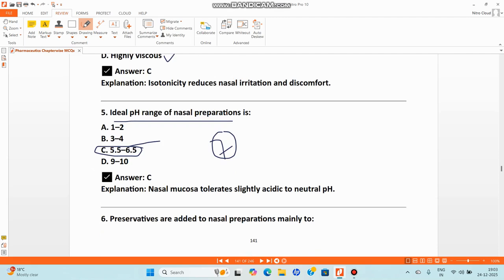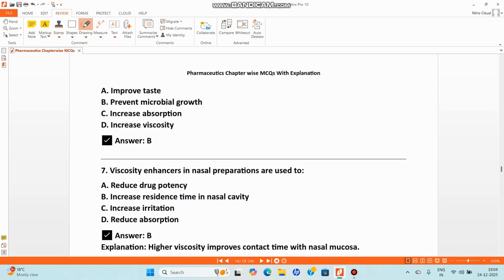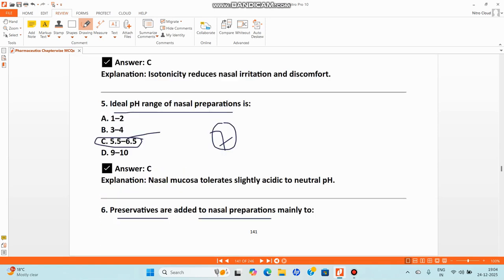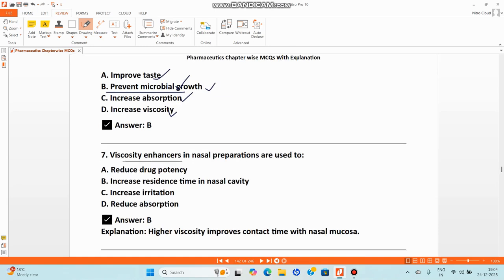Preservatives are added to nasal preparation mainly to what? Improve taste, prevent microbial growth, increase absorption, or increase viscosity. The answer is that preservative means prevent microbial growth. Viscosity enhancers in nasal preparation are used to what? B, increase residence time in nasal cavity. That is the use of viscosity enhancer in nasal preparation.